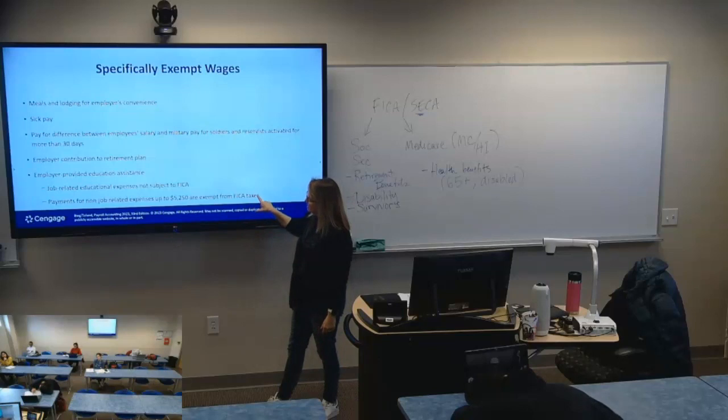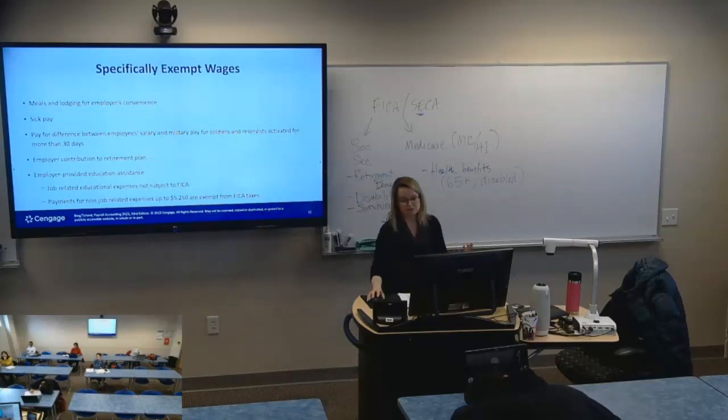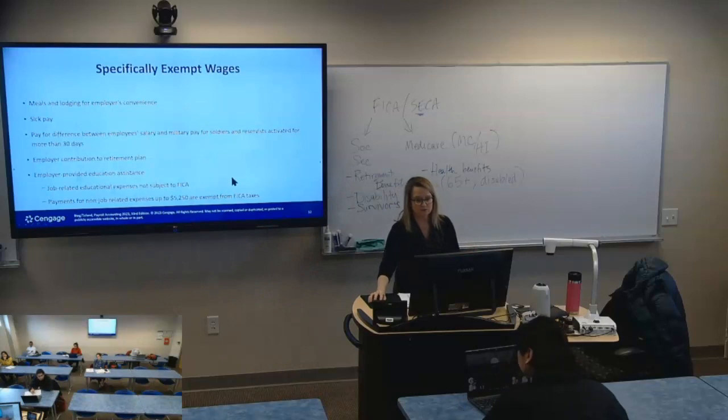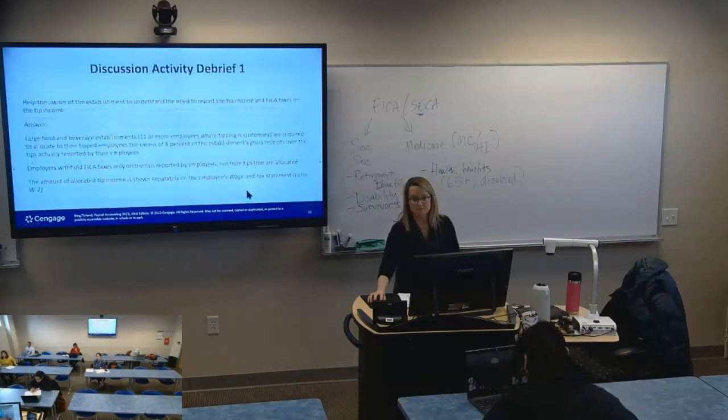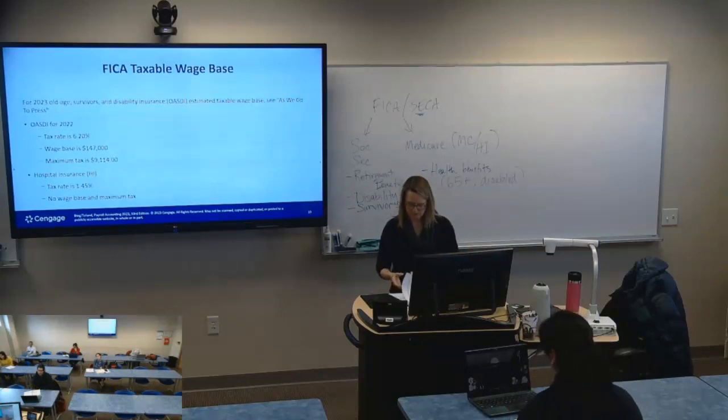Non-job related educational assistance up to $5,250 a year. Any amount over that is subject to FICA and income taxes. 5,000. What's that? Oh, 5,250. Yep. And I think we talk about that in a little bit more detail in another section in the textbook. Okay. So now let's talk about calculations.